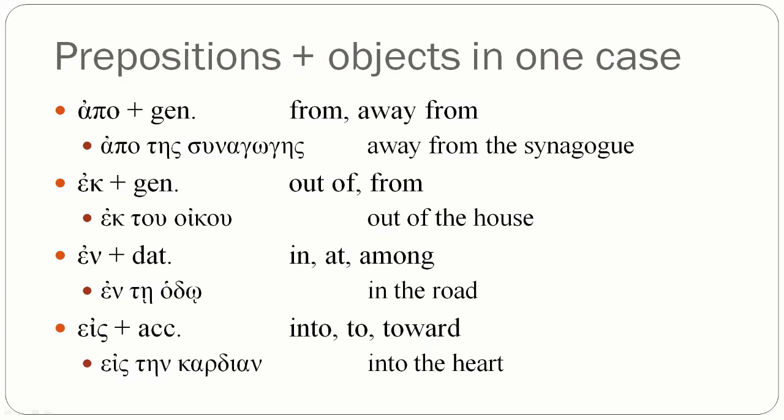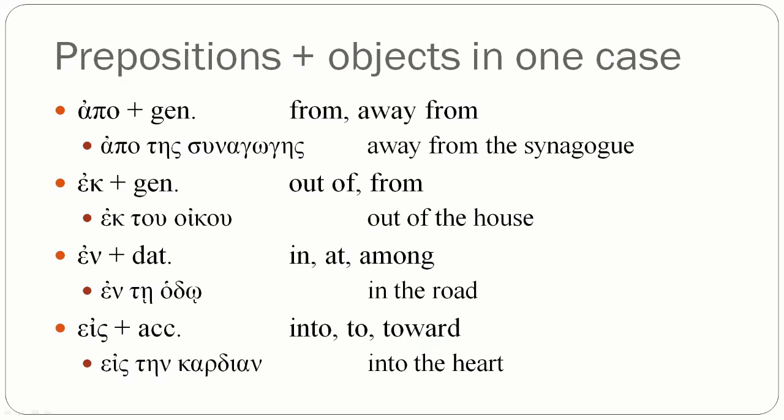All right, let's go through these. The first one is apo. Apo is alpha with a smooth breathing mark, then pi and omicron. Apo. This preposition always takes its object in the genitive case. So anytime you see the preposition apo, what follows it, the object of the preposition, will always be in the genitive.